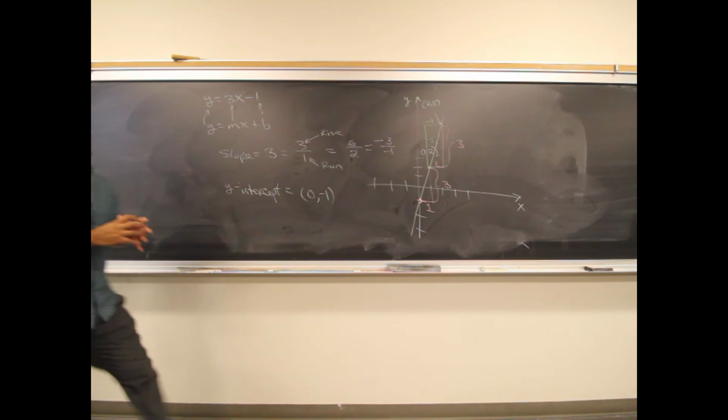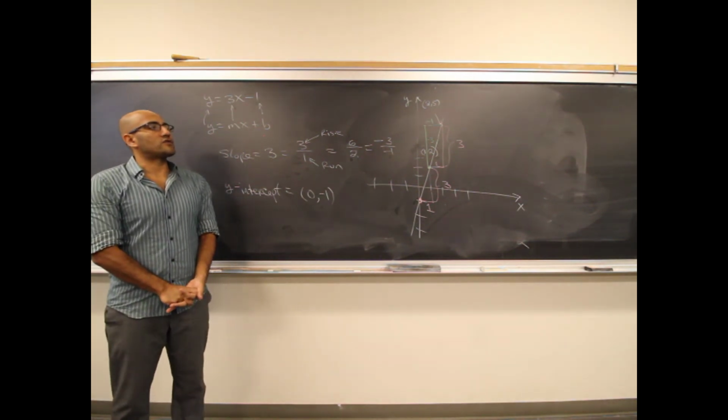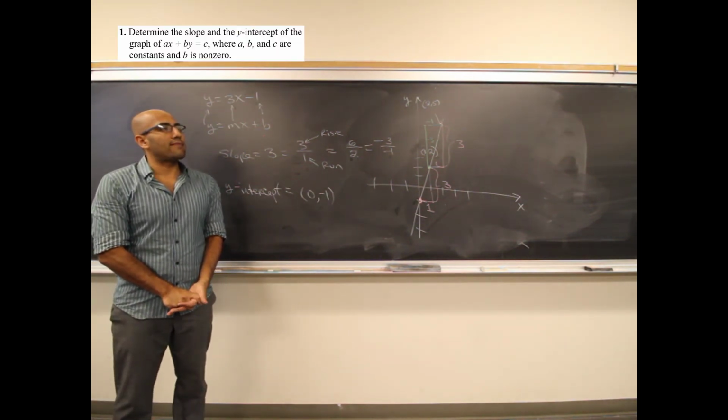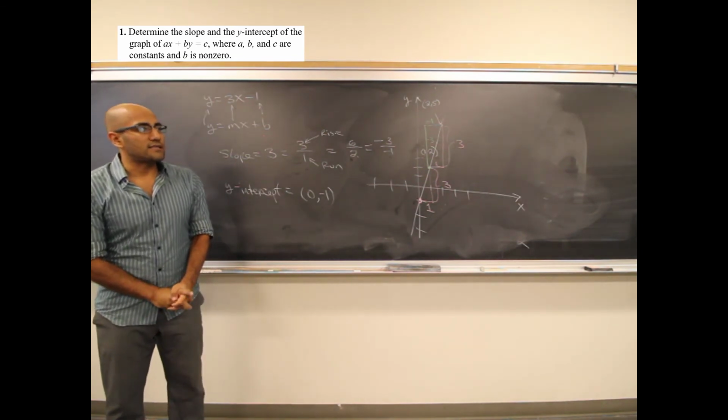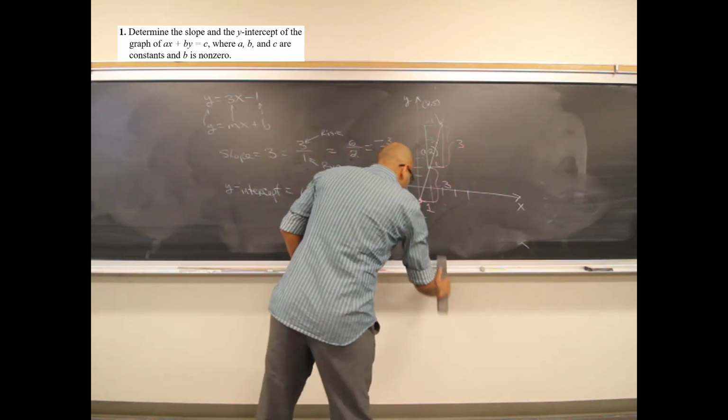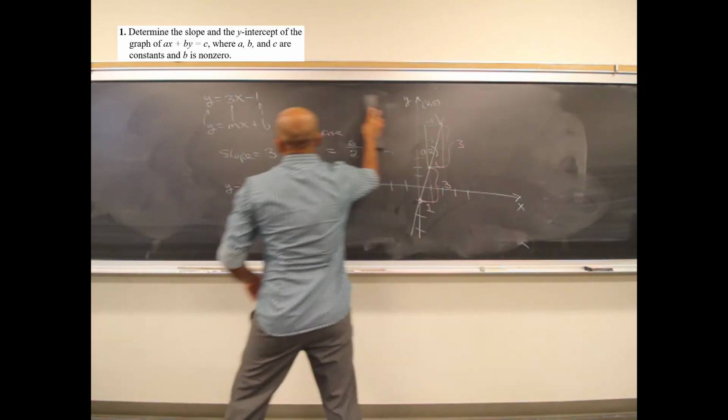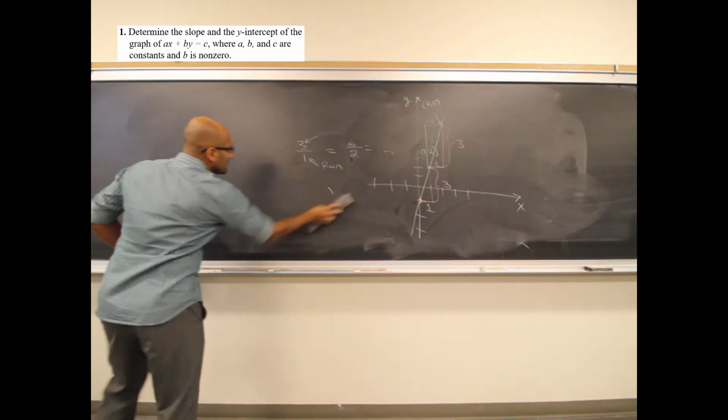So, how about answering this? Working with general linear equations. Determine the slope and the y-intercept of the graph ax plus by equals c, where a, b, and c are constants and b is non-zero. Okay, so find the slope of that one. What should we do?